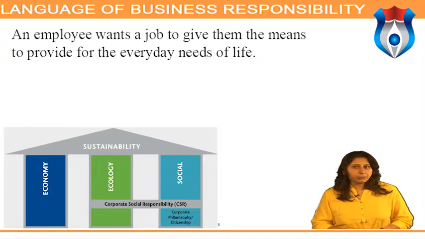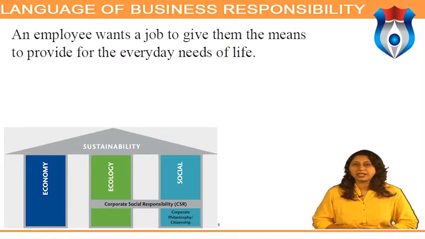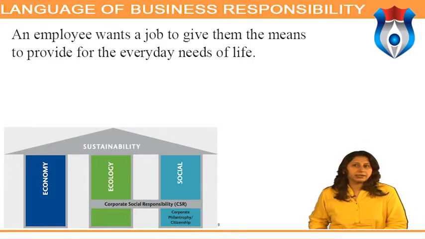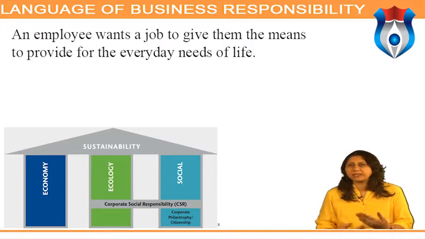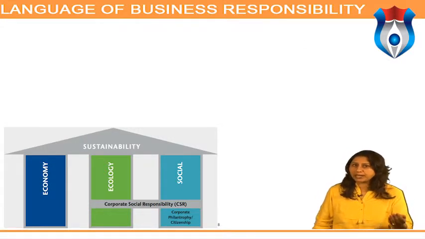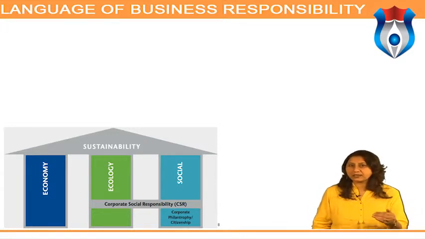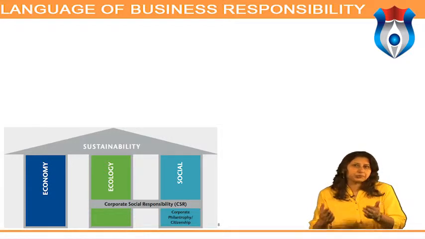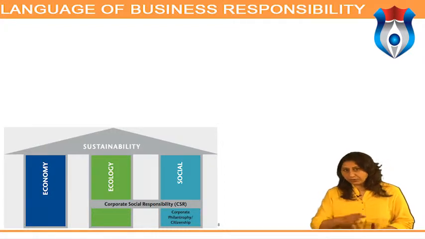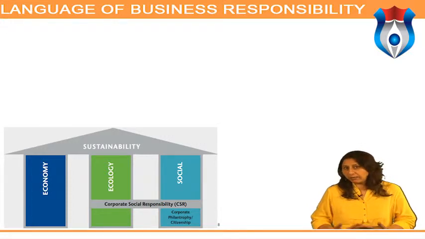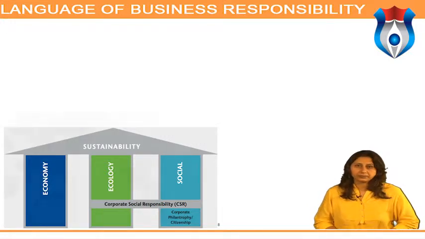An employee wants a job to give them the means to provide for the everyday needs of life. These may be obvious things like food, clothing, and shelter, but might also include friendship, support, a feeling of belonging, and personal satisfaction. Employers take on employees to do a job. That job may be providing some form of service, or it could be a contribution to the actual production of a good. Employers therefore expect the employee to do the job they are employed for to the best of their ability and in return pay them a wage or salary for the work they do.